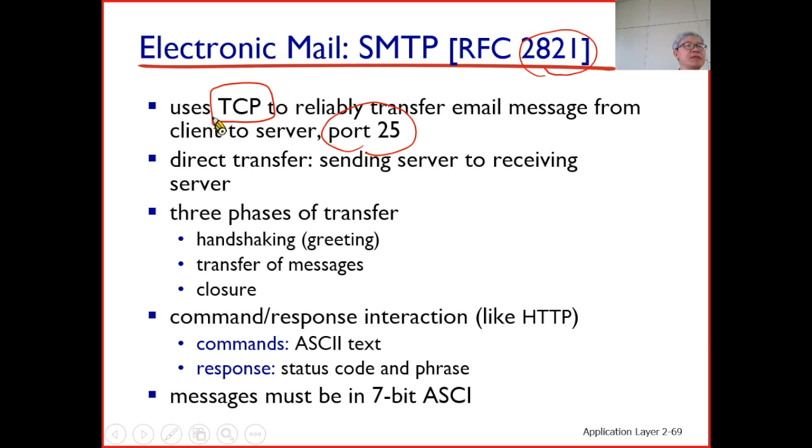For SMTP, in fact, we have three phases. Handshaking, which you can call connection establishment. Once you have the connection, then we can transfer mails, here we call them messages. And when finished, then we can close. So we have a closure.